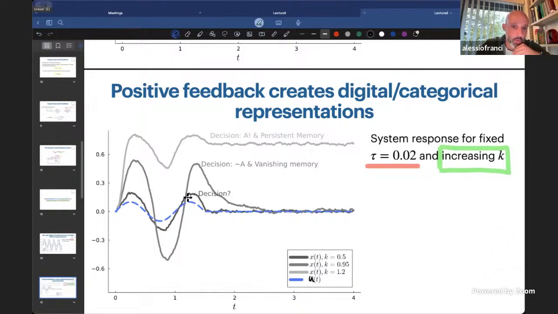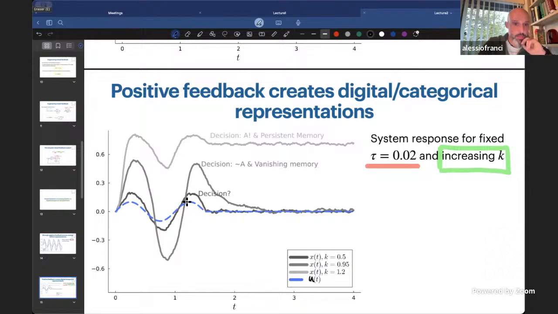In particular, dark gray corresponds to small positive feedback. Middle gray corresponds to intermediate positive feedback, and light gray corresponds to strong positive feedback. And as you can see, there is a smooth transition from a faithful representation, because you have a little positive feedback. So the representation for kappa equals 0.5 is faithful but amplified. It is in phase with the sensory stimulus, but there is a little bit of nonlinear amplification of the stimulus given by the positive feedback.